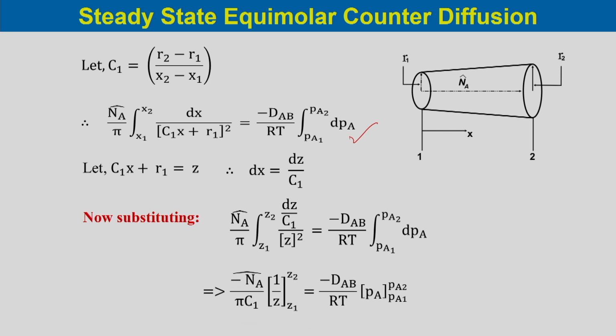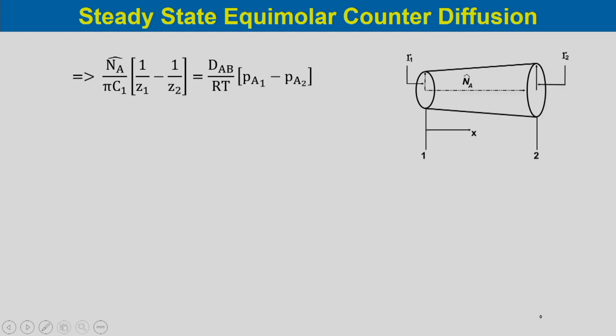So, if we integrate, it would be minus N A cap divided by pi C 1 into 1 by z with a limit z 1 to z 2, which would be equal to minus dAB by RT into pA with a limit pA1 to pA2. So, this would be written as N A cap by pi into C 1 whole into 1 by z 1 minus 1 by Z2, which is equal to dAB by RT into PA1 minus PA2.